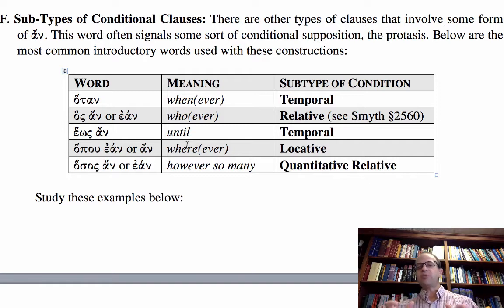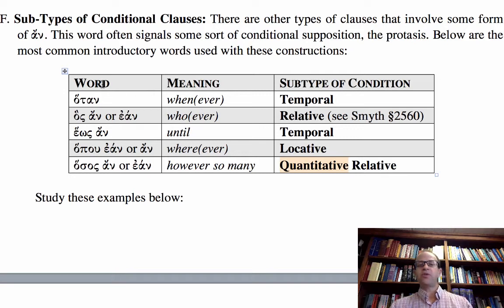Now it's also possible to subclassify conditions depending on the semantics. You've got temporal semantics, you've got relative semantics, you've got locative semantics, and quantitative semantics.